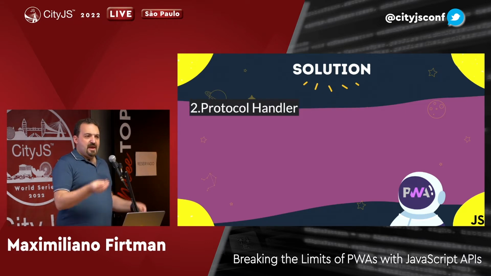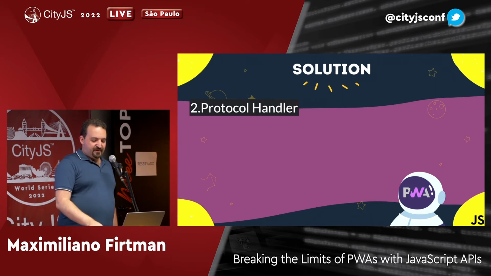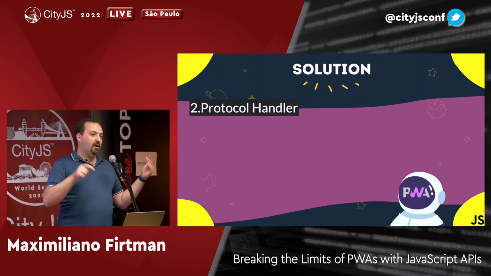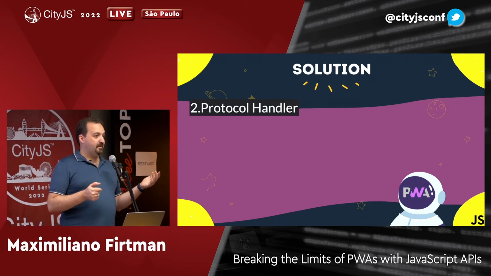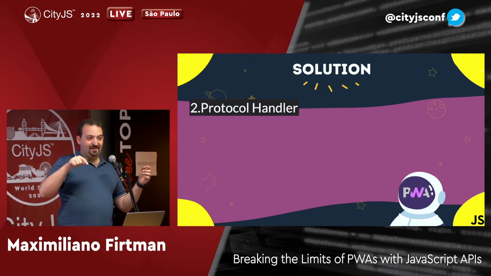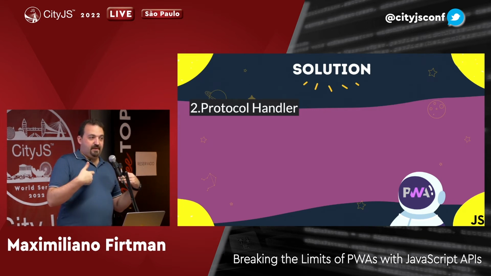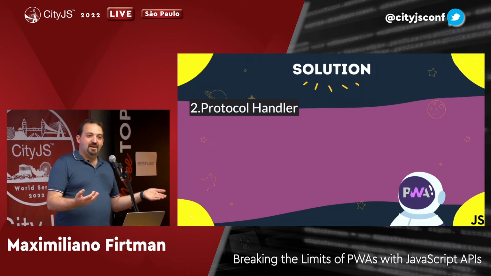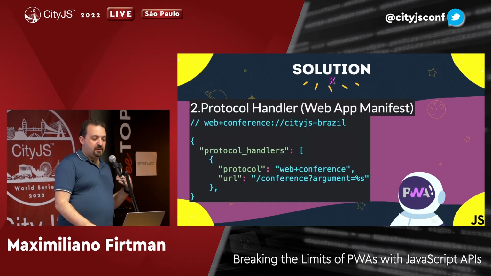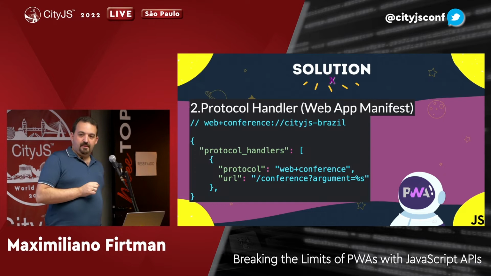Protocol handler is something similar, but instead of files, for protocols. So for example, you can listen for mailto. Remember mailto, when you want to make a link that opens the mail application? Well, your PWA can also be a target if you're doing a webmail, or a target for MailChimp. Or you can even create your own custom protocol.